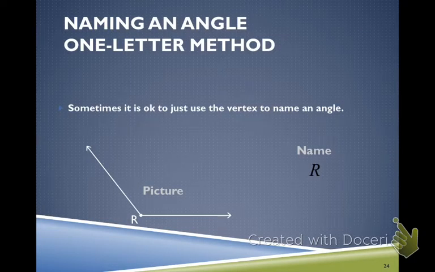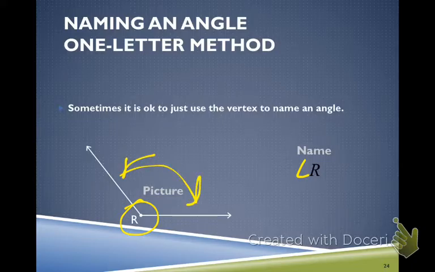Alright, they also have the 1-letter method. Sometimes it's okay to just use the vertex to name an angle. In this particular case, there is only one angle. It's angle R. So the name of it should be angle R. Now, if there were 2 angles, we couldn't use the 1-letter method. But there's only one, so we know that angle R is talking about this angle. So that's the 1-letter method.